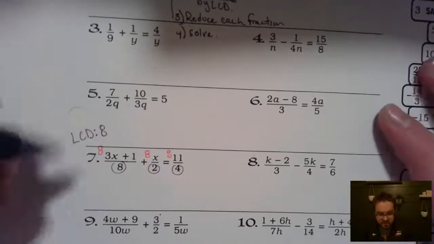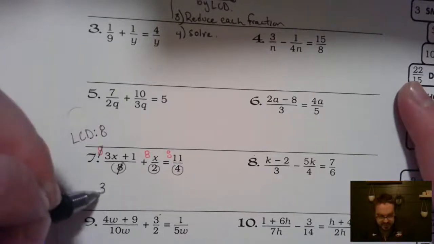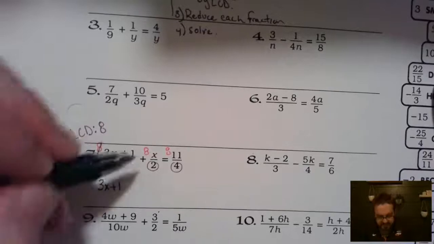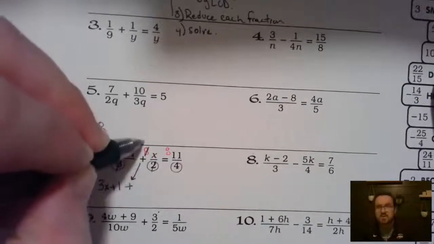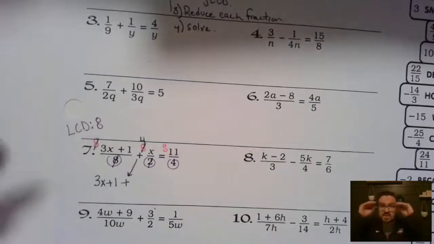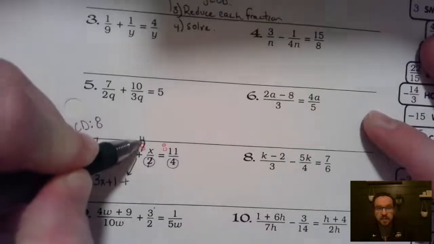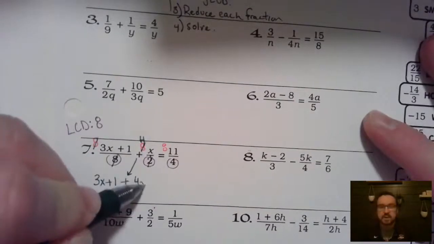Alright, so this one, both 8's cancel, and all I'm left with is just that 3x plus 1. Right here, my plus sign carries down. My 8's cancel, my 8 and my 2 reduce to a 4 on top. So now I don't just have a 4, but I also have an x with that, right? So just 4x right there.